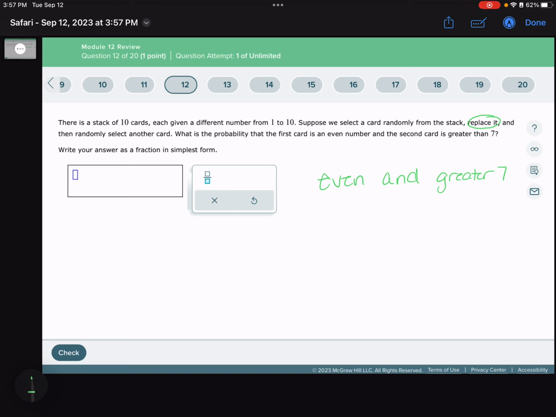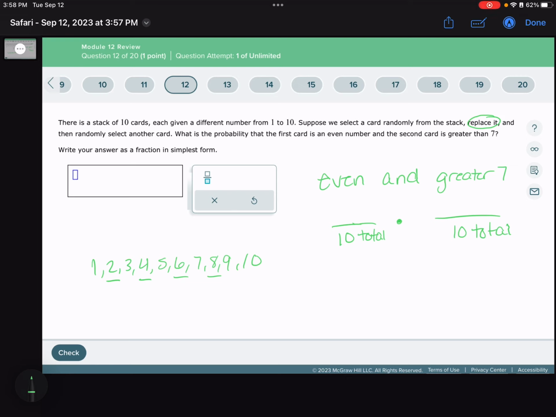So I want an even card, and the second is greater than 7. So I have my 10 cards. That is my total that goes on the bottom. And means to multiply. I know both of them will be 10 because I am replacing. Out of the 10 numbers, I have 2, 4, 6, and 8 that are even.